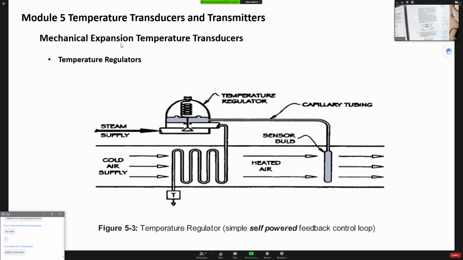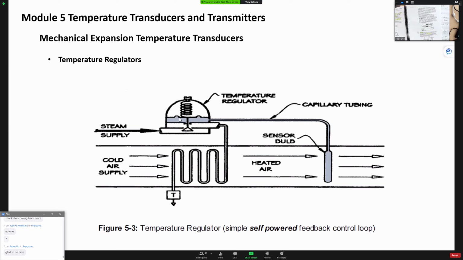Here is a mechanical expansion temperature transducer, or they use it in here as a temperature regulator. So you have a cold air supply. This is like used in a heating system. You use the steam supply to heat the coil, to heat the air. So this is a valve down here. You have a sensing bulb down here. When the air got heated to a certain temperature, it will transfer the heat energy to the sensing bulb. The sensing bulb, when the temperature increases, will create higher pressure, going through this tubing.